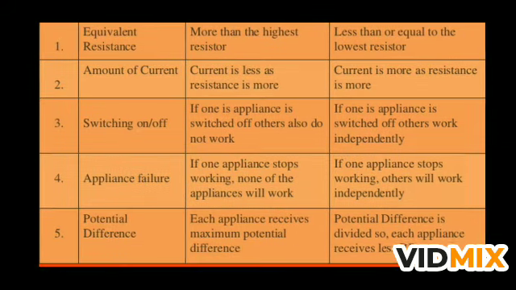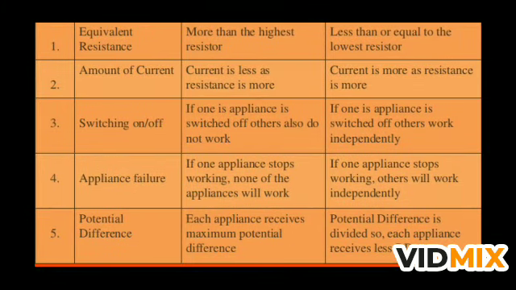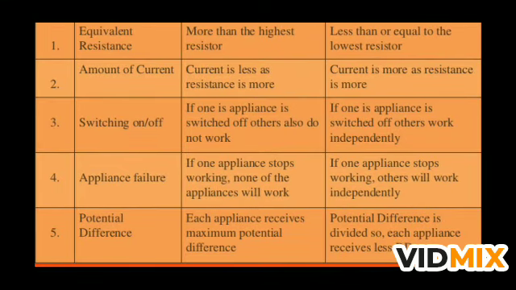Switch on/off: in series, if one appliance is switched off, the others also do not work. But in the case of parallel, if one appliance is switched off, the others will work independently. Appliance failure: in series, if one appliance stops working, none of the appliances will work. In parallel, if one appliance stops working, the others will work independently, as we see in our houses. If you switch off your TV, it doesn't mean that the fan and light also switch off. But if everything is connected in series, then if you switch off your fan, the TV and the tube light will also be switched off.